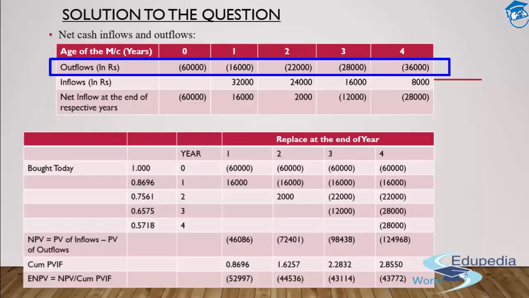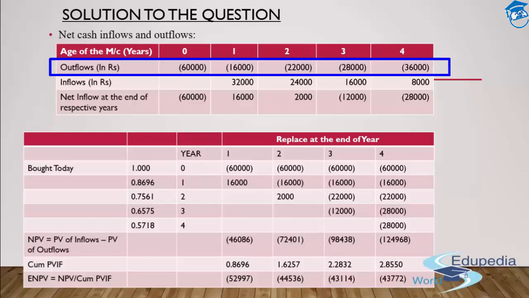As far as my year 2 is concerned, my maintenance amount was 18,000 rupees and my repair amount was 4,000 rupees. So both of them are my outflows. I need to add both of them, so it's going to be 18,000 plus 4,000, that is 22,000 as my outflow for the second year. In the third year, my maintenance amount was 20,000 rupees and my repair amount was 8,000 rupees, so my total outflow will be 28,000. And in the fourth year, my outflow is going to be 20,000 rupees as maintenance and 16,000 as repair. Total 36,000 rupees as my outflow.